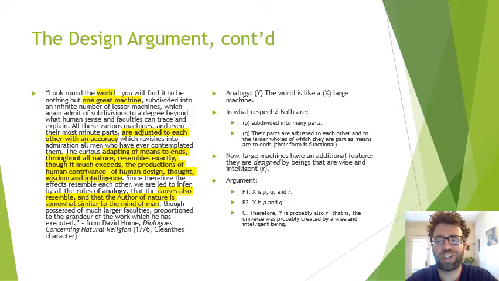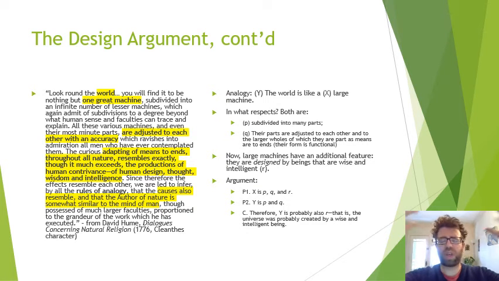way such that the parts are adapted to the carrying out of certain ends. In a machine, for example, like a clock or a bicycle, the gears, the wheels, the chain, all of it's fitted together so that the bike overall functions and allows you to ride it. You can carry out a certain kind of task. And Cleanthes says the universe is like that too.